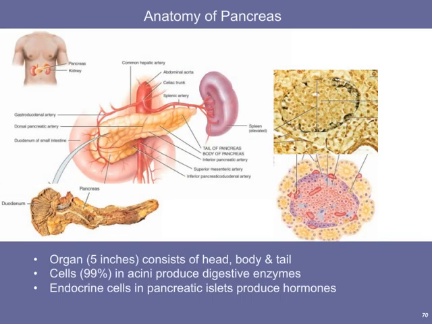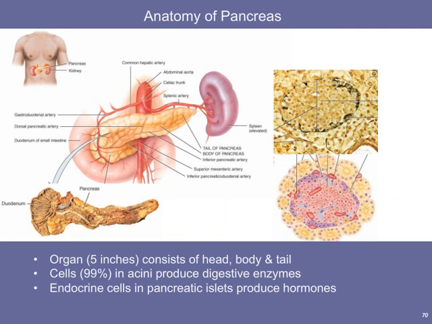Now let's go take a look at the pancreas. The pancreas is not only an endocrine organ, but also an exocrine organ. That is, part of its job is to produce hormones, while another part of its job is to produce digestive enzymes that help to break down our food. The pancreas itself sits within the loop of the duodenum, which is part of the small intestine.